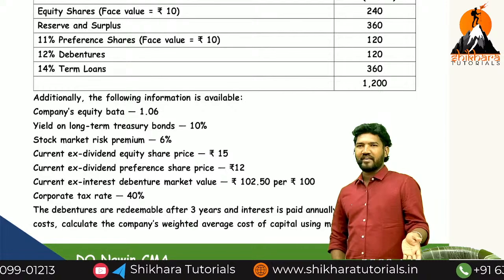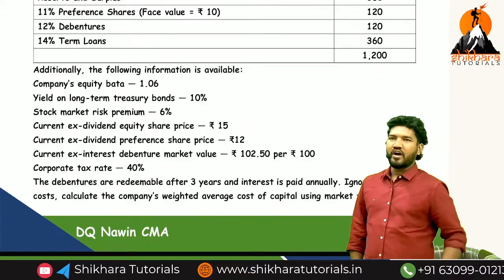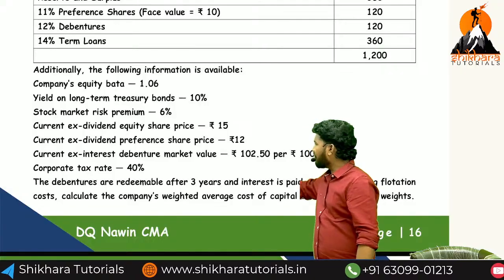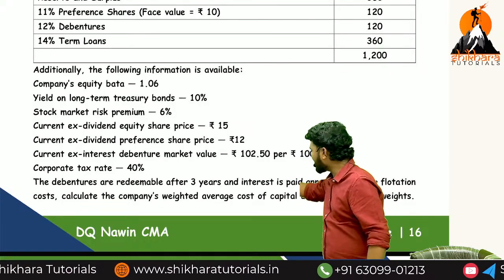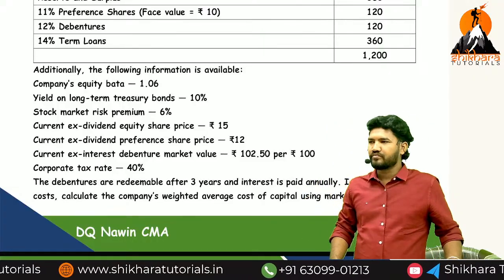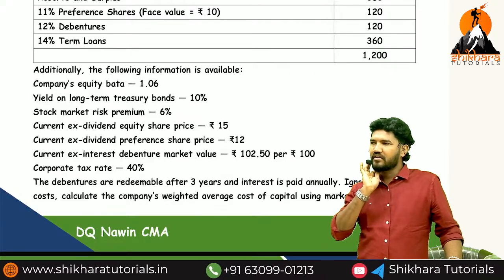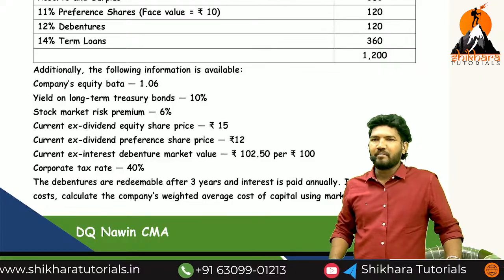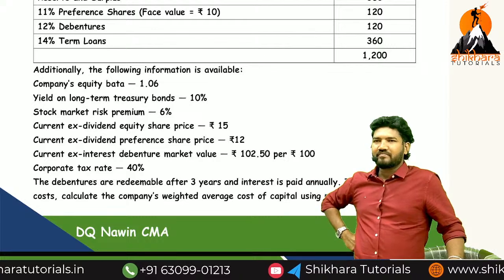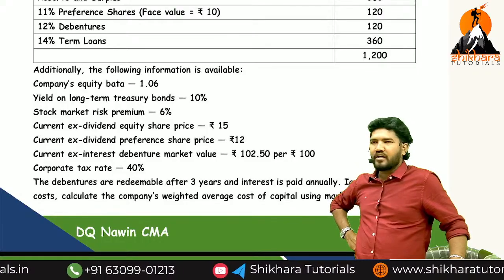The basic stuff only. Next, when it comes to current ex dividend equity share price, all students will fail. They will not focus on the price, they will focus on ex dividend. There is a concept of ex dividend and cum dividend in your accounts. If dividend is included, that is called cum dividend. If dividend is not included, that is called ex dividend. But we are not required for that. What we want is the price. Sir, clear, sir? Now, current ex dividend preference share price is 12 rupees.